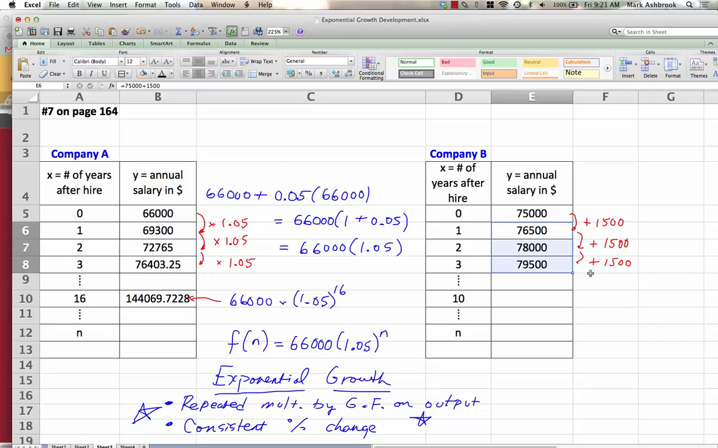We get equal changes in input. We're getting the same change in dollars in output. That should sound familiar. What's that? Equal changes in input result in consistent changes in output. That was one of our perspectives on constant rate of change. Constant rate of change is repeated what? If exponential growth was repeated multiplication, constant rate of change is repeated addition, right? It's repeated addition.